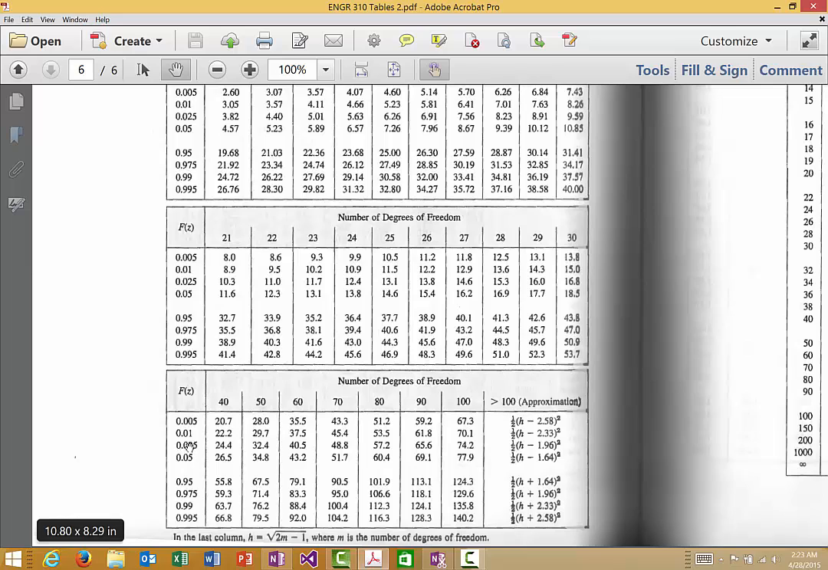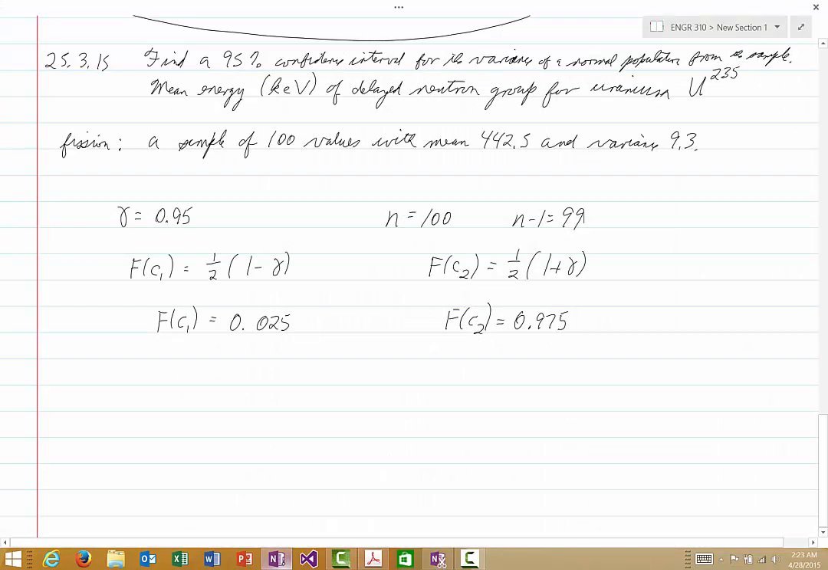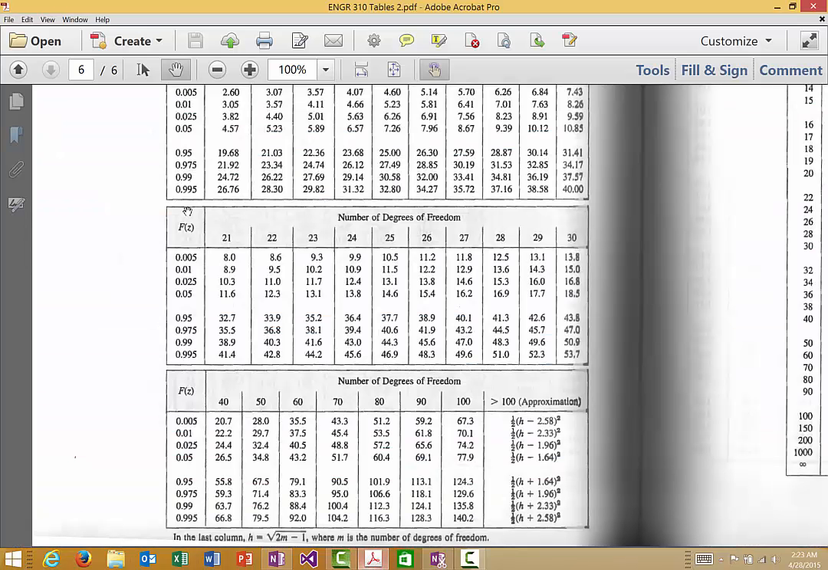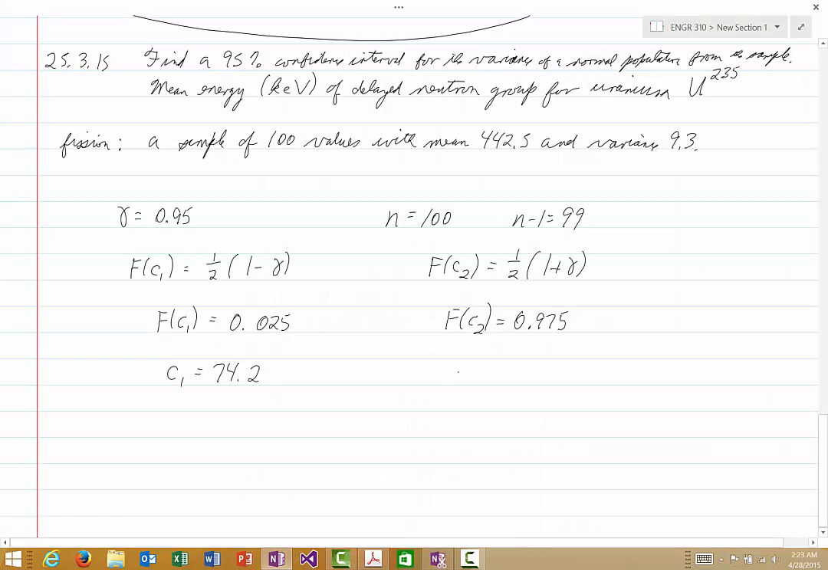Now again, f of C1 was 0.025, and so we come over and we'll have C1 equals 74.2. And on the other hand, f of C2 was 0.975, and if we trace that over here to the 100 degrees of freedom column, we'll get C2 equals 129.6.